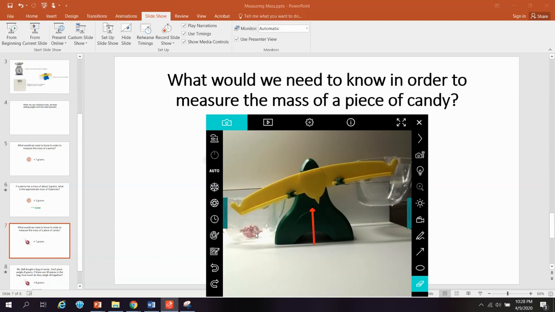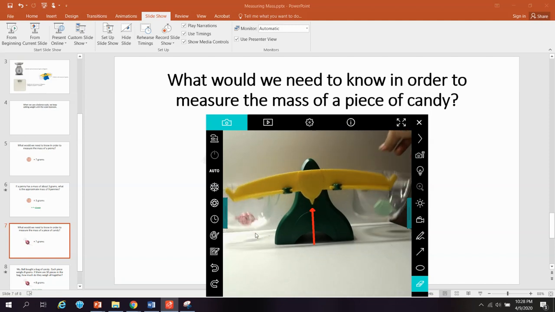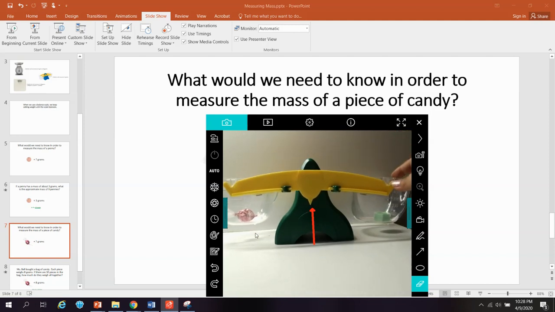So thinking about the pencil being 5 grams, I wonder. Let's see. I'm going to try the 10 again. Let's see if we can try the 10, and let's see what happens. Oh, if I look really closely, do you see how the pointer's kind of more over here, not quite in the middle? So I'm thinking 10 might be just a little bit too much, okay? A little bit too much.